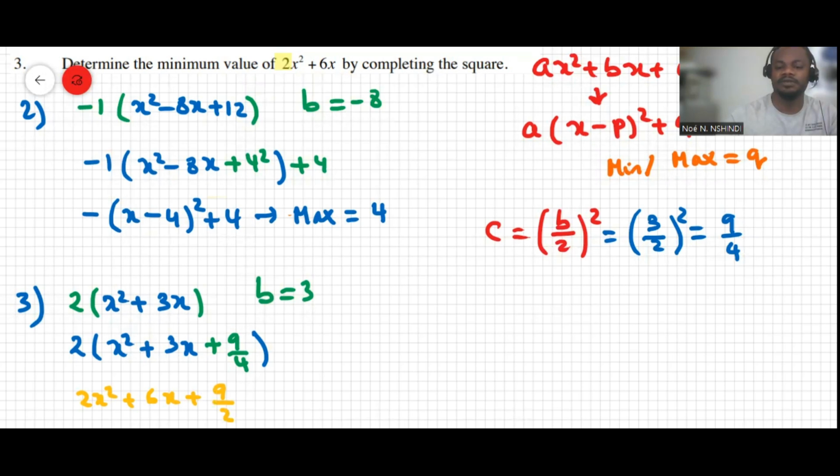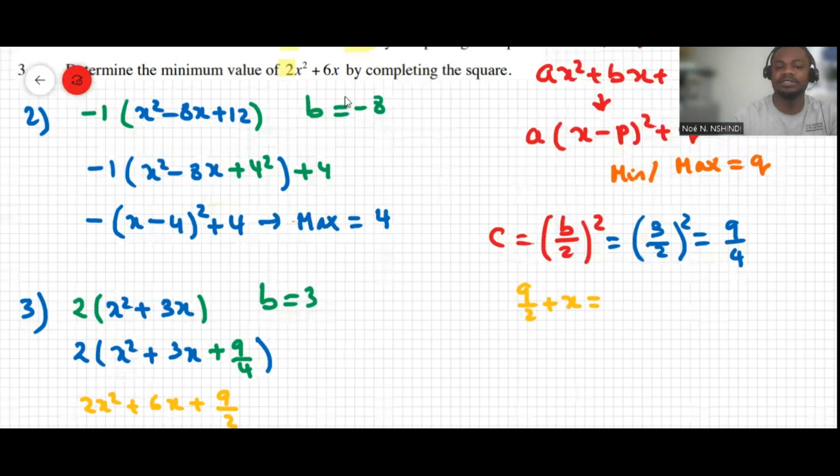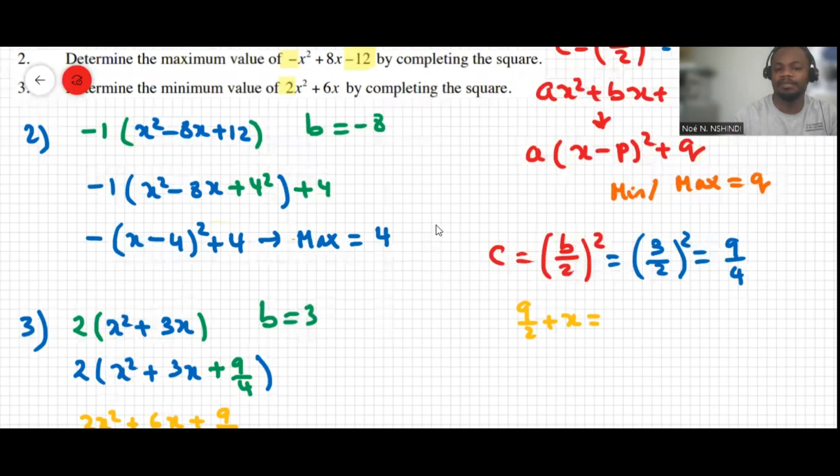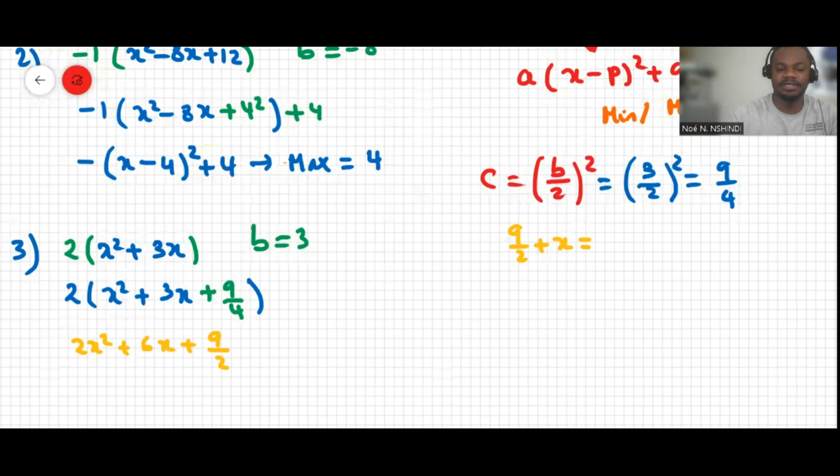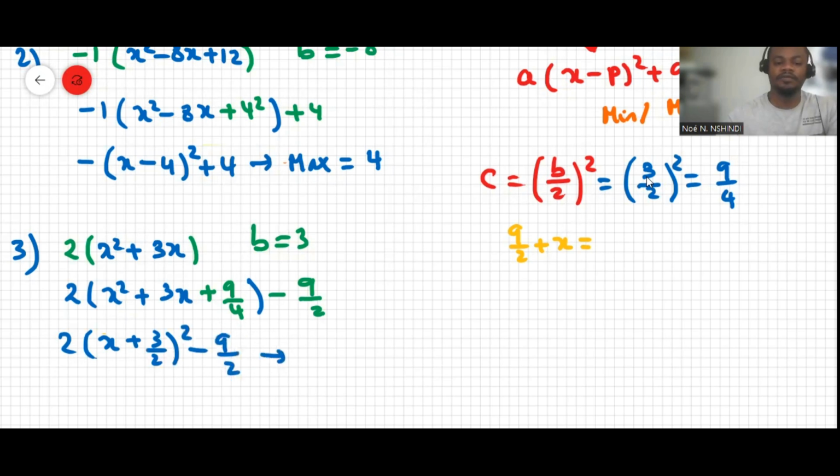Now we're going to say to ourselves, if we have 9 over 2 plus what will make 0, because initially the c value here was 0. I don't really need to do that. I say just minus 9 over 2, because 9 over 2 minus 9 over 2 is equal to 0. So here I'll subtract 9 over 2. Then we can just erase this. And then this will be 2 open brackets x plus 3 over 2 to the power of 2, minus 9 over 2. Therefore, the minimum in this case will be just negative 9 over 2.